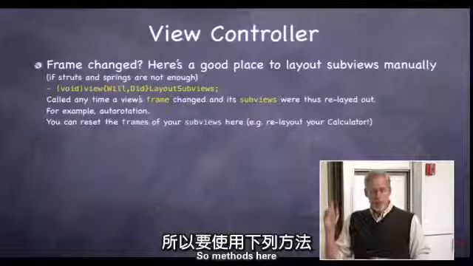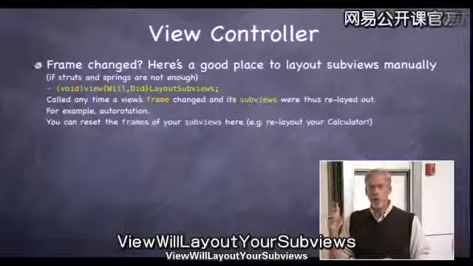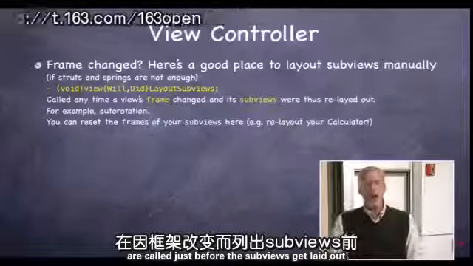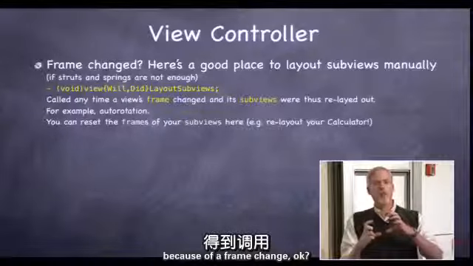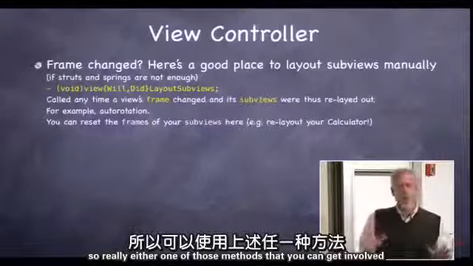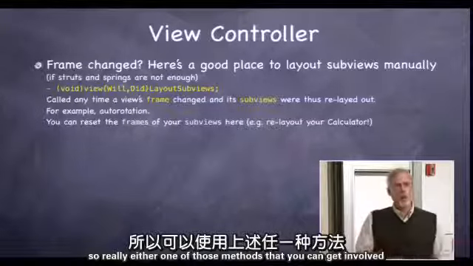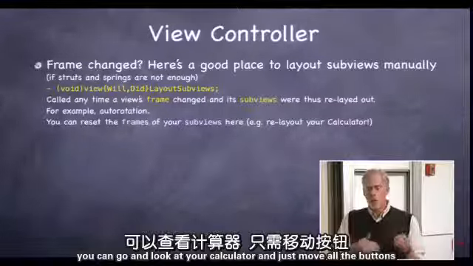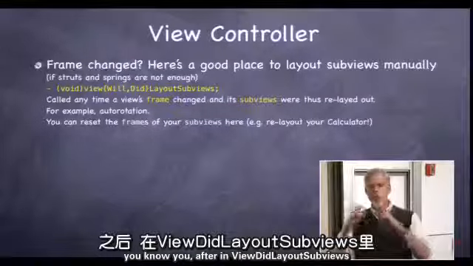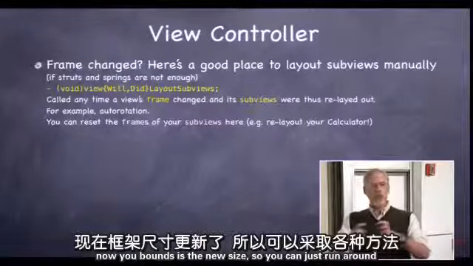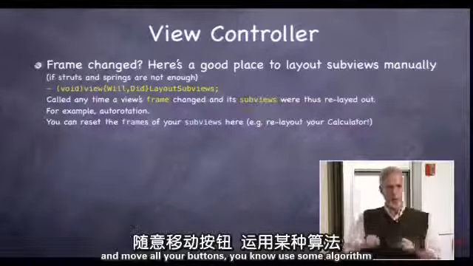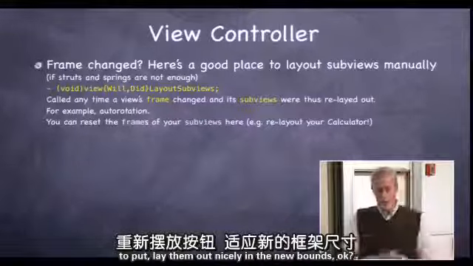So the methods here, view will layout subviews and view did layout subviews, are called just before the subviews get laid out because of a frame change. Okay? And just after, just before and just after. So really in either one of those methods you can get involved. Like in the did, you could go and look at your calculator and just move all the buttons. In view did layout subviews, now your bounds is the new size, so you can just run around and move all your buttons, using some algorithm to lay them out nicely in the new bounds.